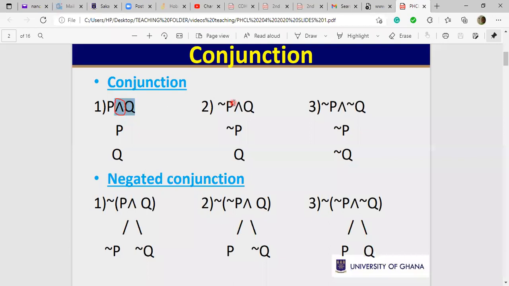A conjunction. Now I want you to tell me how you would translate example 2, what I have on the screen now. I want to highlight it. The second one. Yes, anybody? This one.